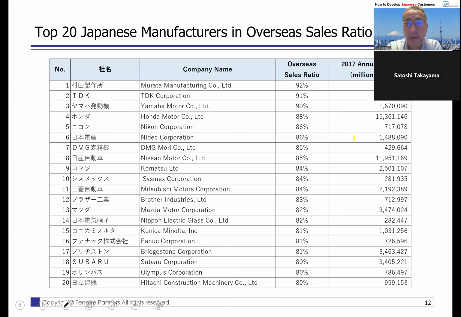Manufacturers which have a very high overseas sales ratio. You can find many famous Japanese companies, and they have 90%, 80% overseas sales ratio. So they are still manufacturing mainly in Japan, maybe, but they export a lot. At the same time, they manufacture everywhere in the world, like in North America, Europe, and Asian countries.